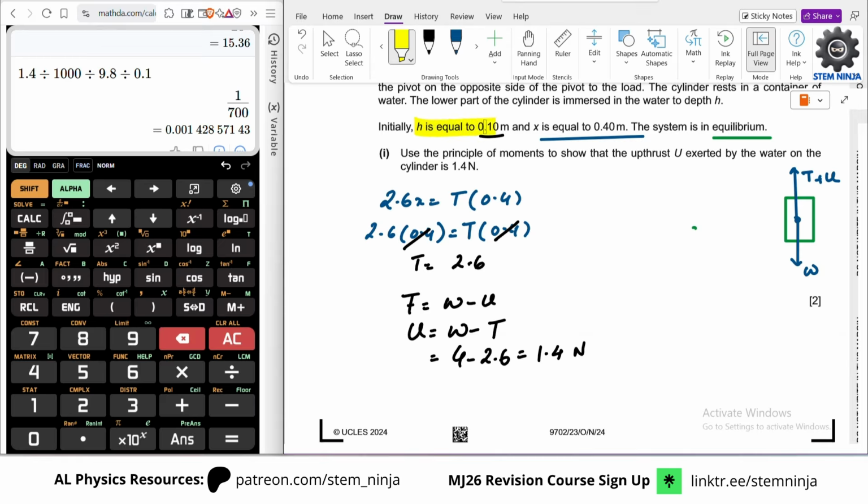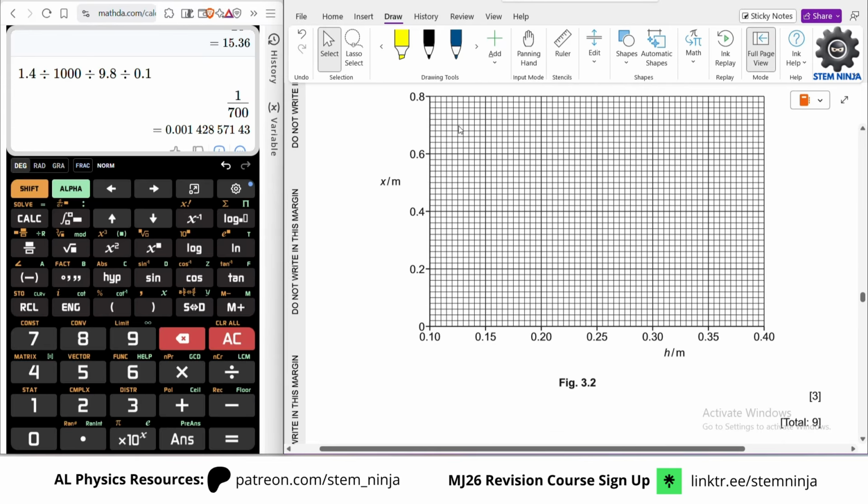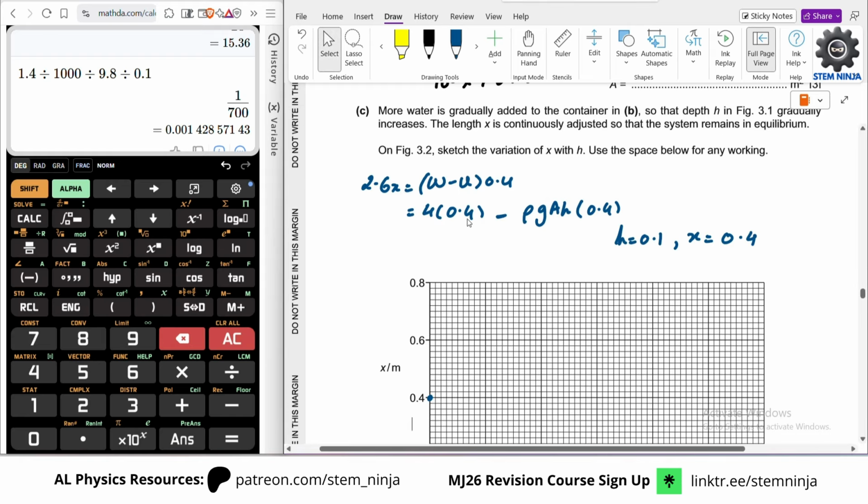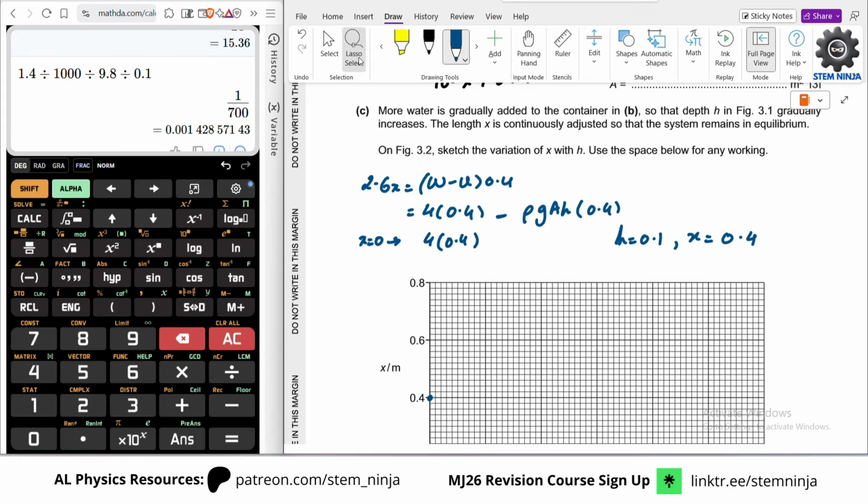Let's point out. We already have this point over here: h is 0.1 and x is 0.4. So we have at least 1 point over here. Now we need to know what happens when x becomes 0. So when x becomes 0, this side would become 0. So 4 times 0.4 equals to rho g A h times h.